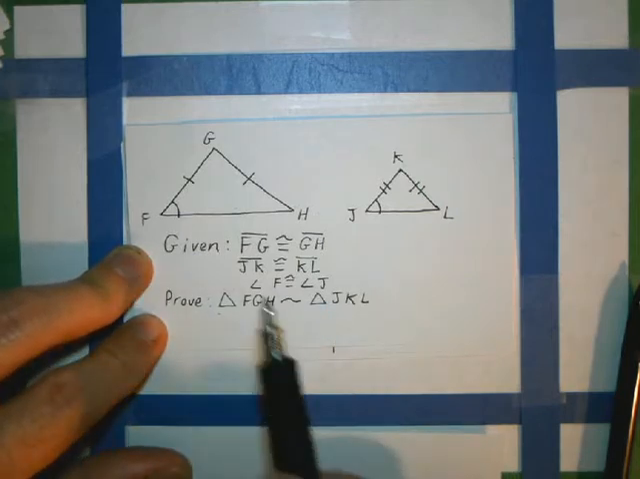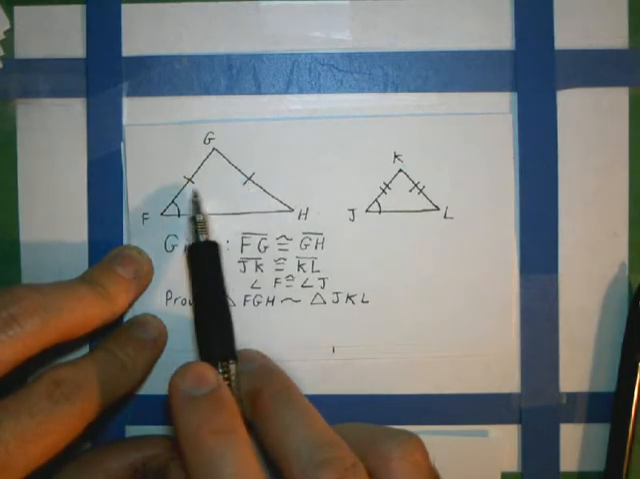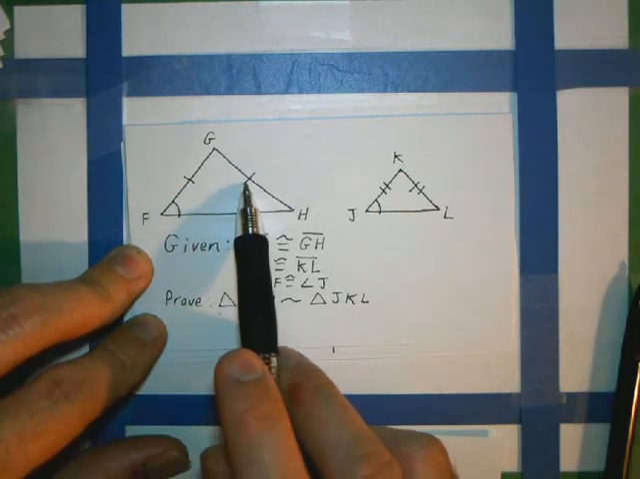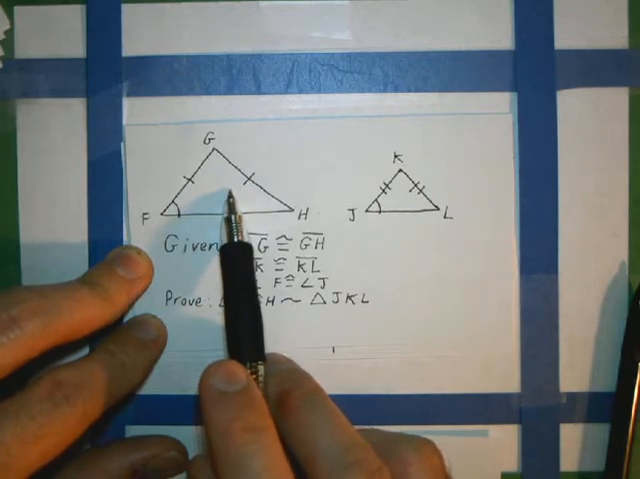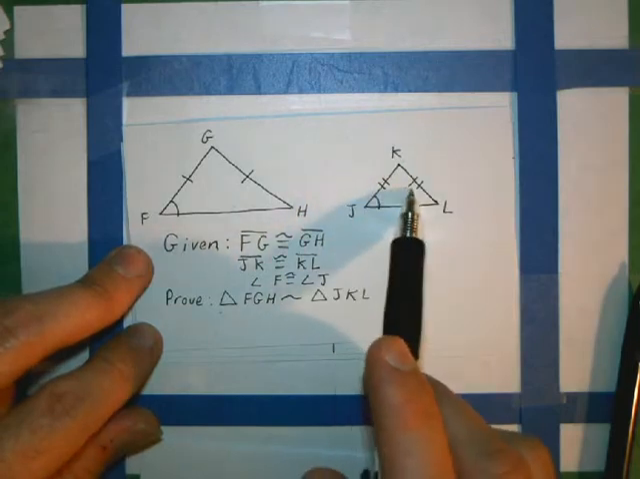Whenever you see these, you should be thinking isosceles triangle. So we're going to be using the properties of an isosceles triangle. And this one is also an isosceles triangle.